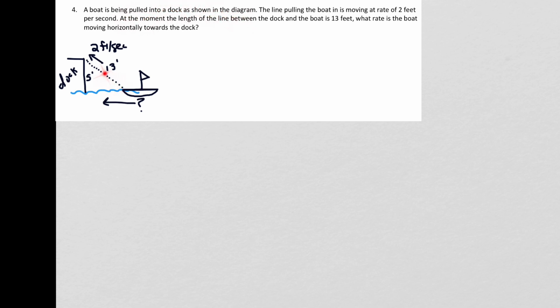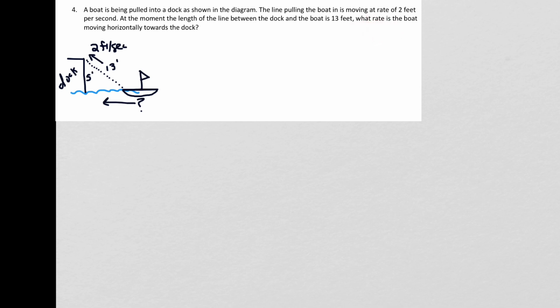So here there's a line that's attached to the boat, and it's being pulled at 2 feet per second in that direction, and that's moving the boat this way. That's what I say right here. At the moment, the length of the line between the dock and the boat, so that's this one, is 13 feet. So that says 13 feet.